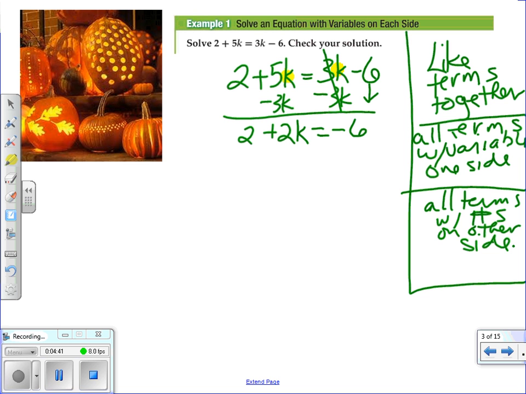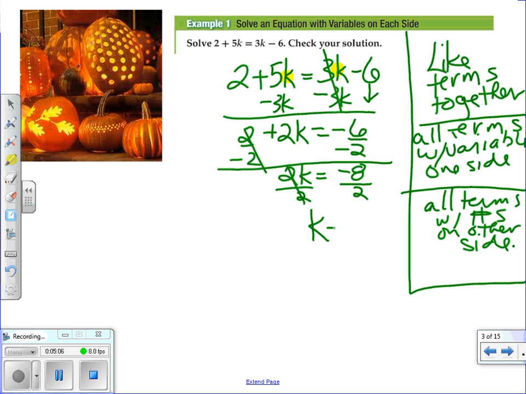And then I need to put my whole numbers together. I have a 2 and I have the negative 6. So I'm going to move the 2 to the other side. So I'm going to subtract 2, and I have 2k equals negative 8. Negative 6 plus a negative 2 is negative 8. Now I'm going to divide by 2 on both sides, and I find out that k equals negative 4.